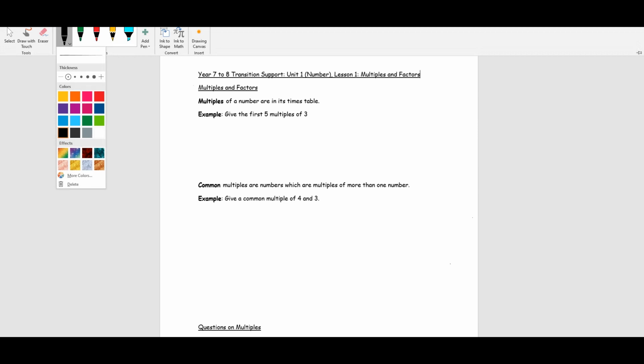We want the first 5 multiples of 3. Well, the first multiple of 3 is the first number in the 3 times table, which is 3. And it would help if my pen worked. There we go. So 3, obviously. Second number in the 3 times table is 6. Third number is 9, 12, then 15, and so on. So the first 5 multiples of 3 are just these numbers, the first 5 numbers in the 3 times table.